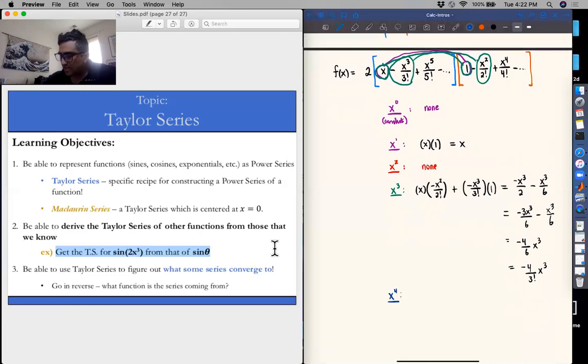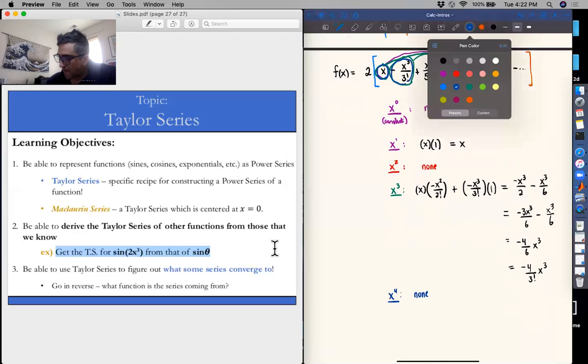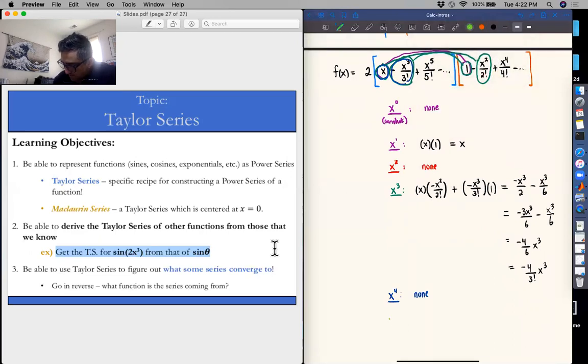And well, again, if we take anything in this first series and multiply it into that second series, we're only going to get odd power stuff. So there's no way we can get an x to the 4th term. So there's no x to the 4th terms in that resulting Taylor series. So finally, let's ask ourselves about the x to the 5th terms.